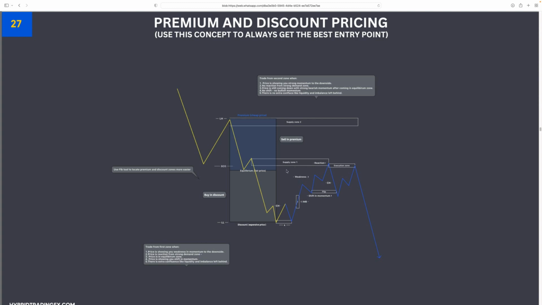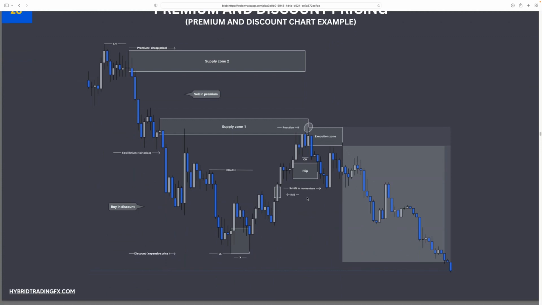So basically, you want to sell in equilibrium or in this bit of price action in premium. You do not want to execute here. It's not a good entry point. And if price action starts to show you a rejection and reaction in the equilibrium or premium zone, this is where you want to take your trades from. Okay, so let's go and see the chart example right here, guys.